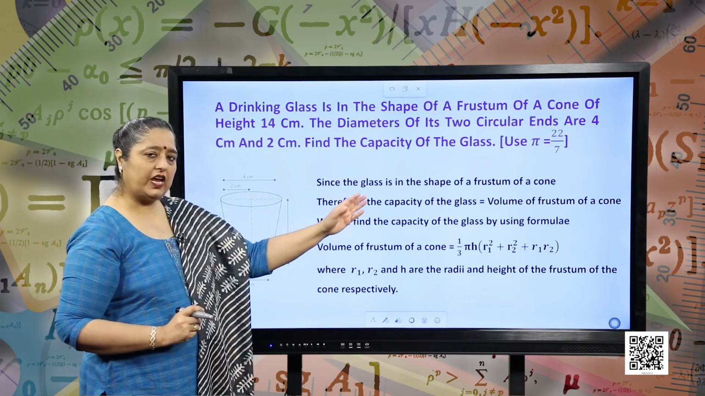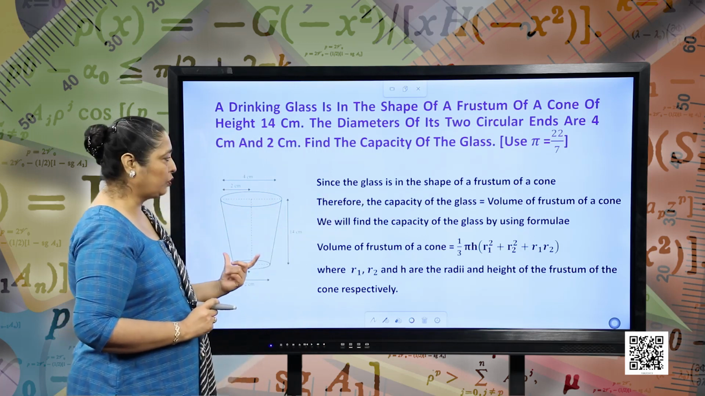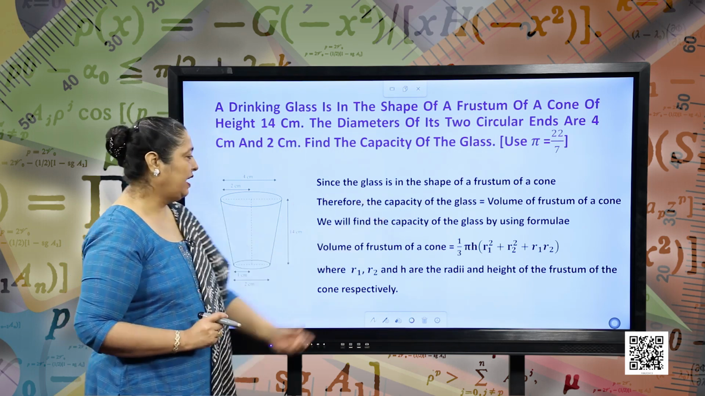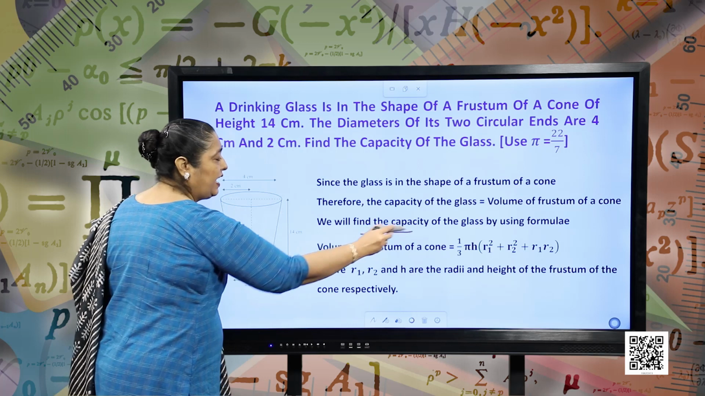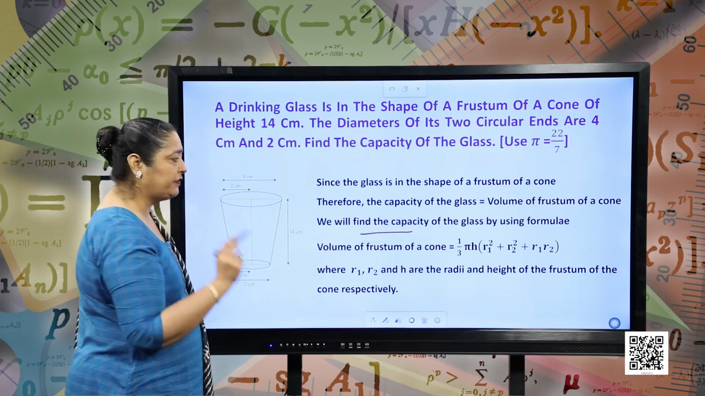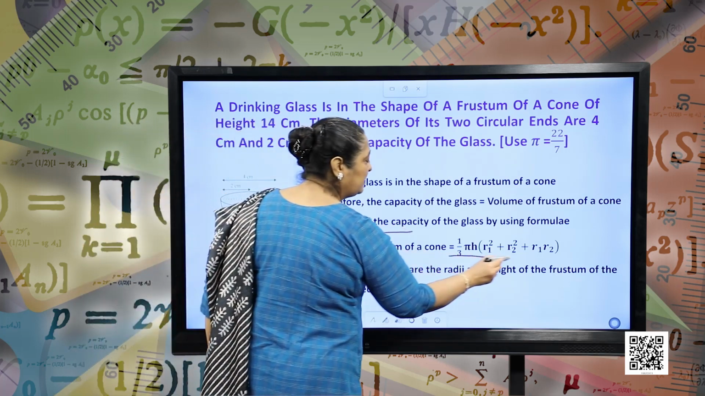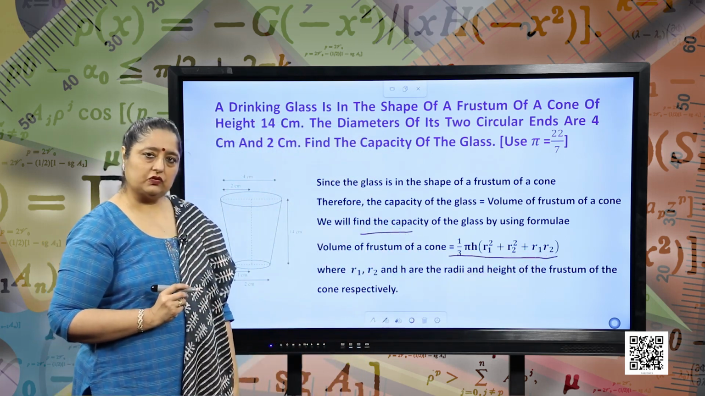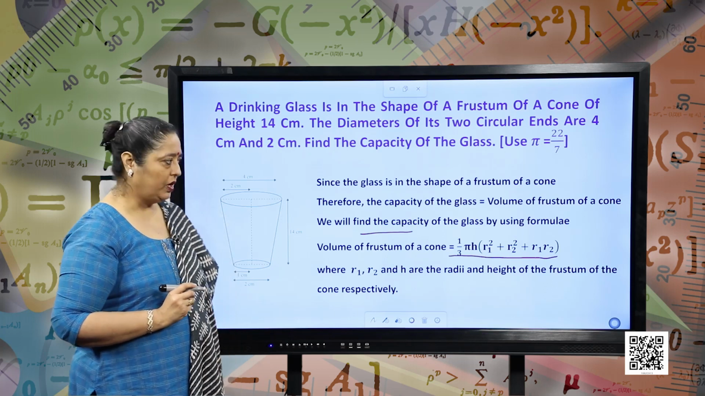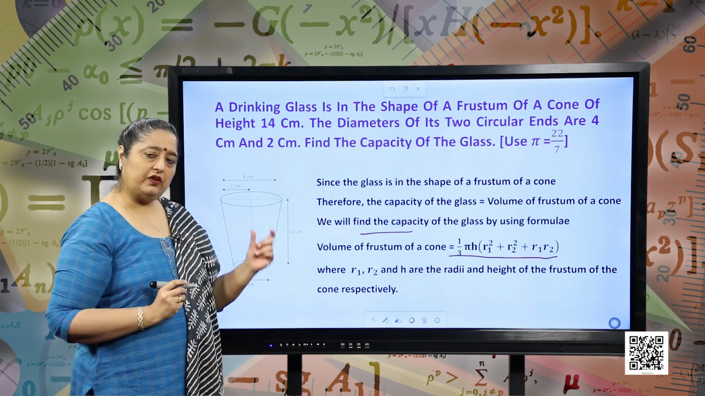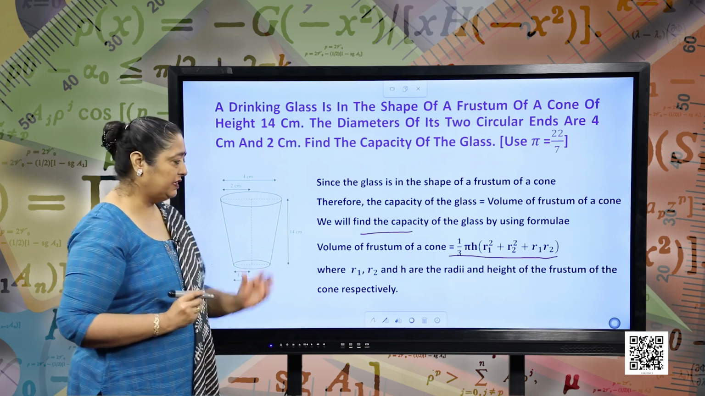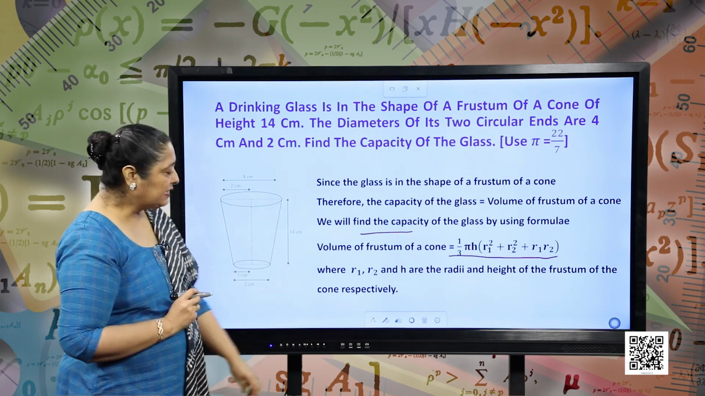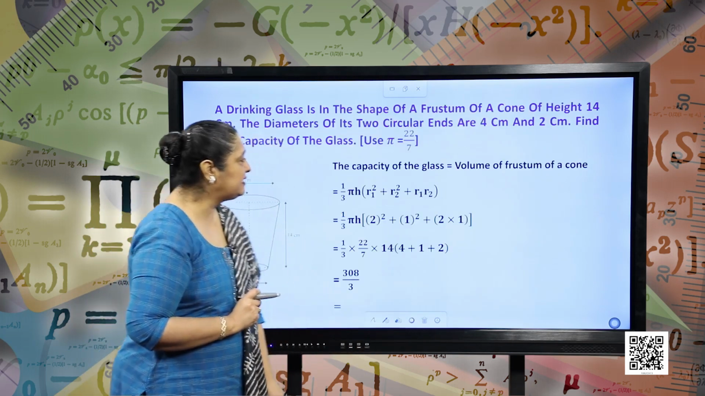Since the glass is in the shape of a frustum of the cone, the capacity of the glass means the volume of the frustum, and we find it by the formula of the volume of the frustum, which we know is 1/3 pi h (r1 square plus r2 square plus r1 r2), where again r1 is the smaller radius and r2 is the bigger radius. Also, h is the height of the frustum. Let us substitute all the values and see.